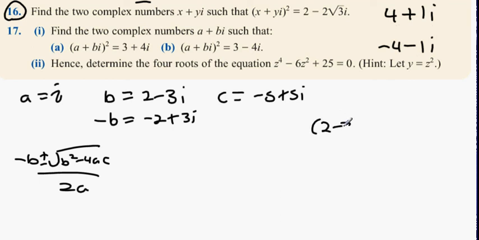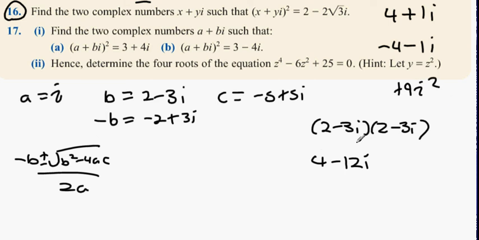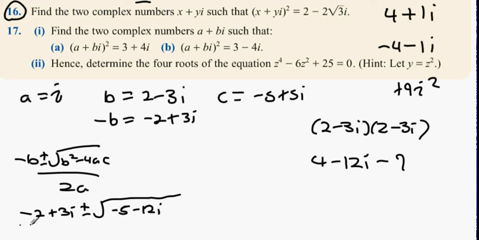Now b squared, 2 minus 3i, 2 minus 3i. When you square that out, you're going to get 4 minus 12i. You're going to get your plus 9i squared, which is minus 9. Then you're going to get minus 5 minus 12i. So minus b is minus 2 plus 3i, plus or minus the square root of, what was it, minus 5 minus 12i all over 2. 2a this time is 2i.